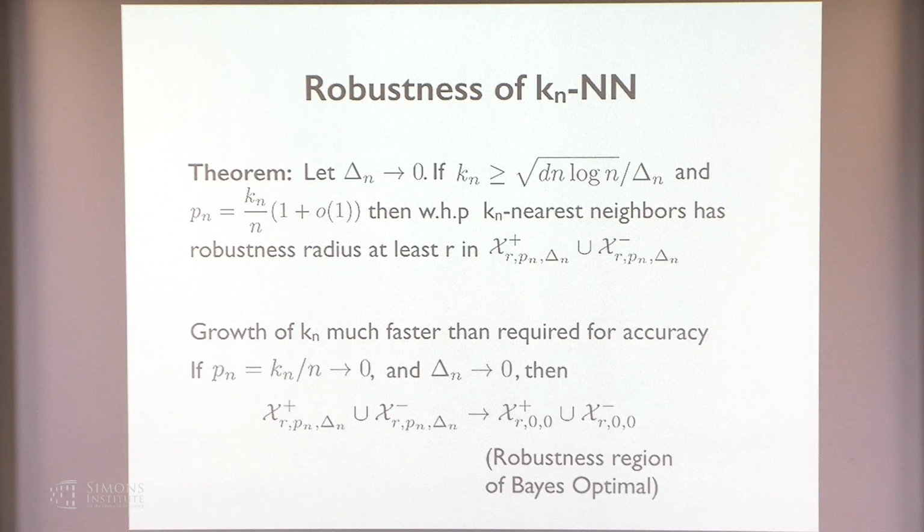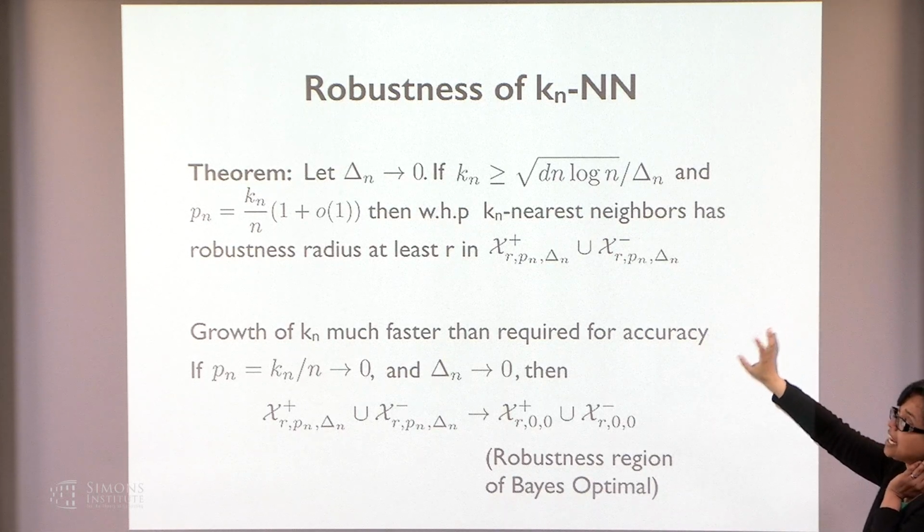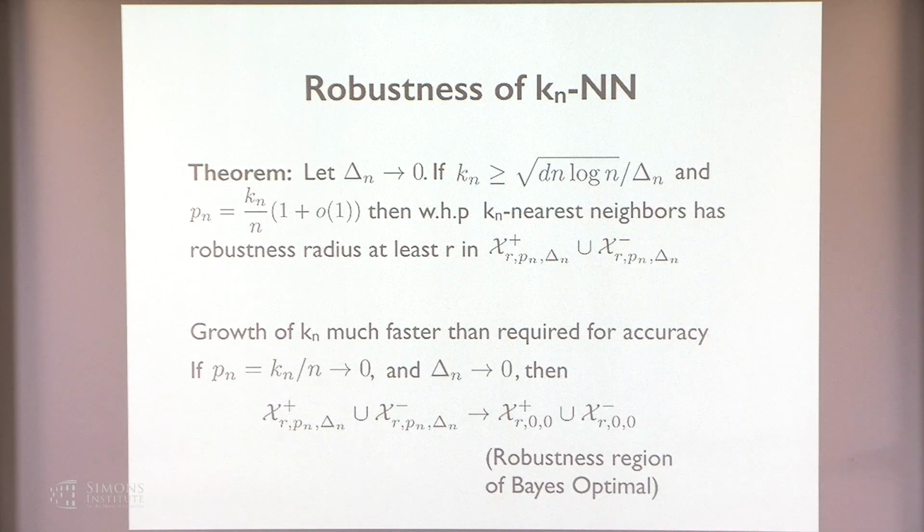And so there's a couple of comments over here. First is that this is actually much faster than required for accuracy, right? Of course, if you also want accuracy, then your kn over n has to also go to 0, right? That's just given, so I'm not going to go into that.